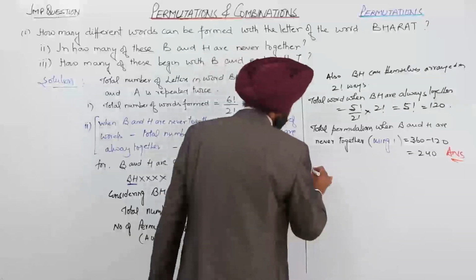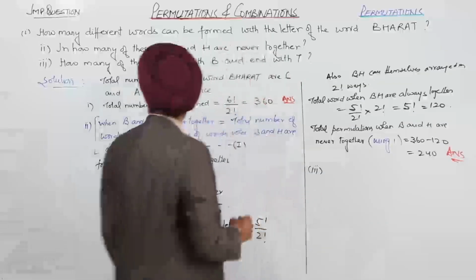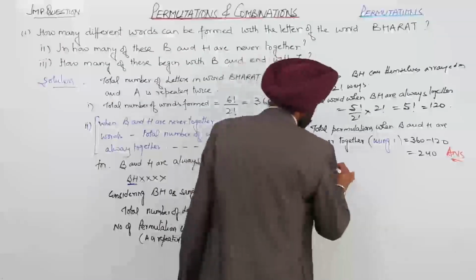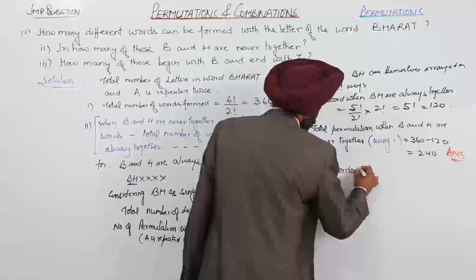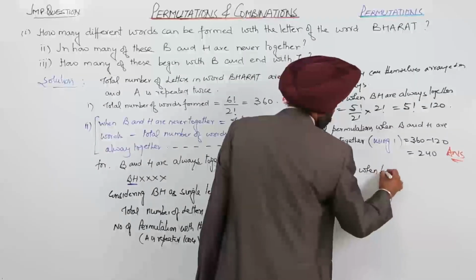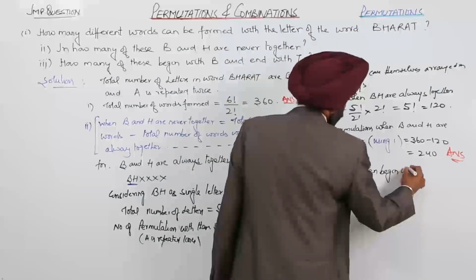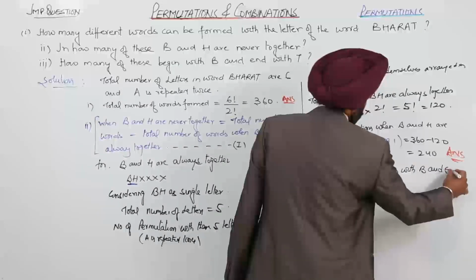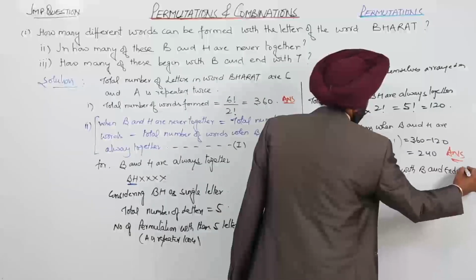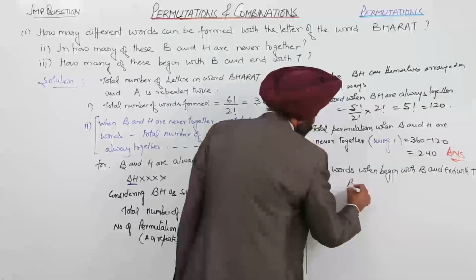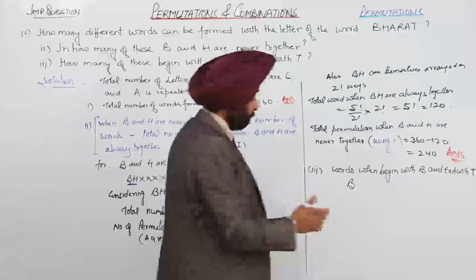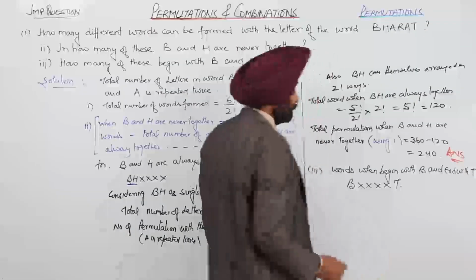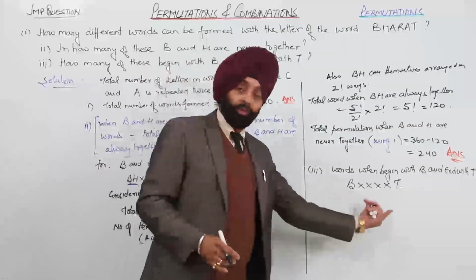Now we have the third part. Now the third part is how many of these begin with B and end with T. Now, words that begin with B and end with T, what will we have? B, this is fixed. Begin with B. Then 1, 2, 3, 4 and end with T. So we have a total of only 4 places in between.